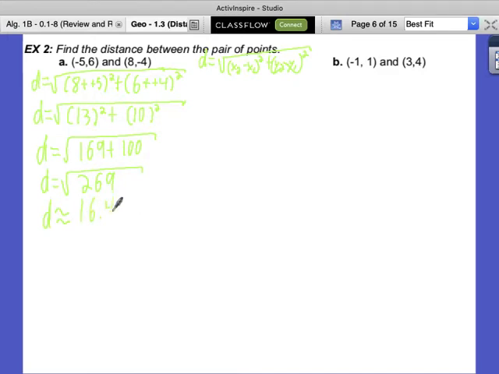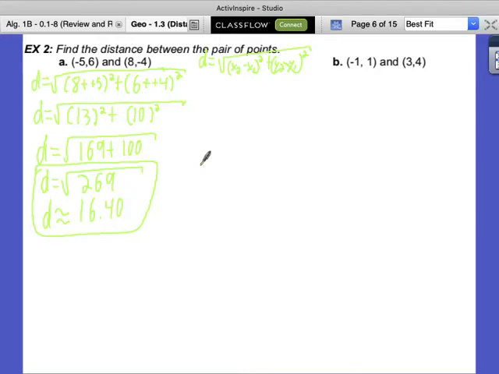Okay, it ended up being like 16.40121, so it rounds off to 16.40. All right, any questions on that one? Did somebody not get that? Anybody having trouble with the calculator portion of this?